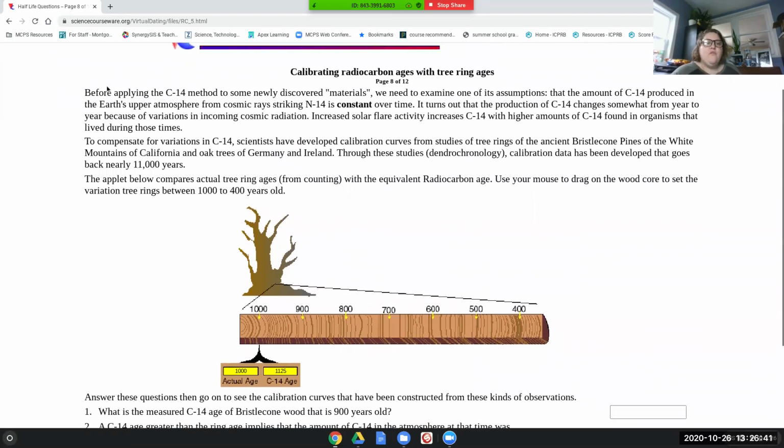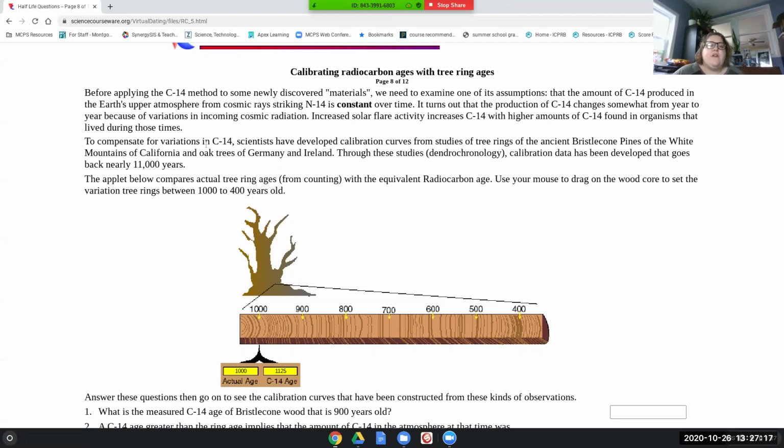Now, before applying the carbon-14 method to some newly discovered materials, you need to examine one of its assumptions, that the amount of carbon-14 produced in the Earth's upper atmosphere from cosmic rays striking N-14 is constant over time. It turns out that the production of carbon-14 changes somewhat from year to year because of variations in incoming cosmic radiation. Increased solar flare activity increases carbon-14, with higher amounts of carbon-14 found in organisms that lived during those times.